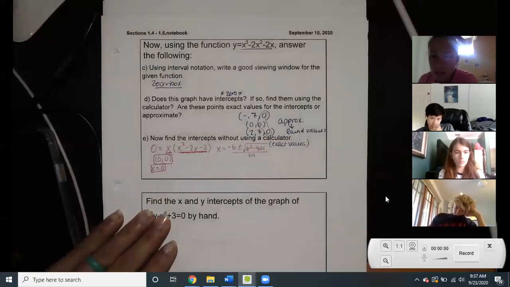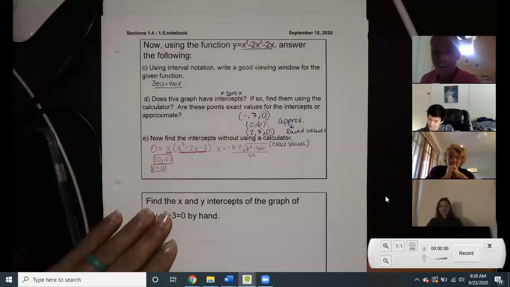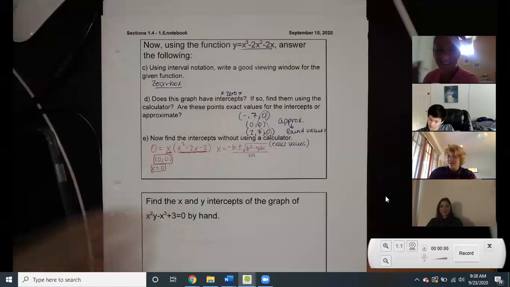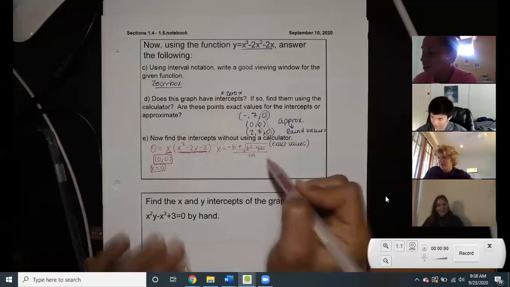Does anybody want to volunteer to sing the quadratic song? Yeah? No? X equals negative b, b plus or minus square root, b squared minus 4ac, all over 2a. There's a song? Effort. Good job. Okay, so that's our quadratic formula song. That's what we're going to use here.